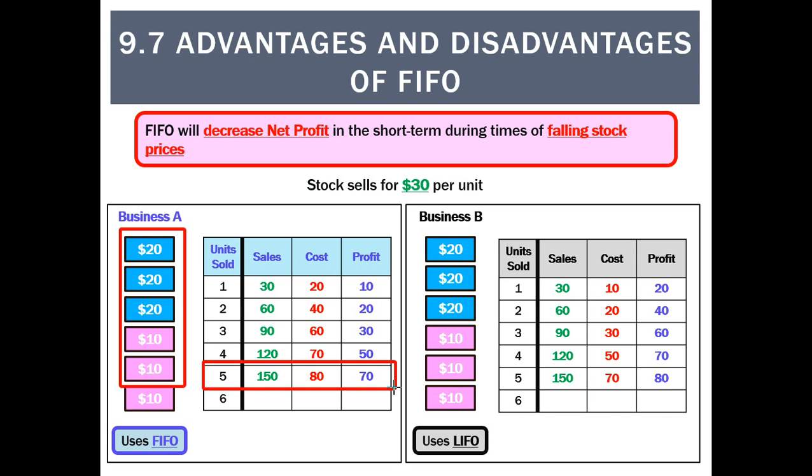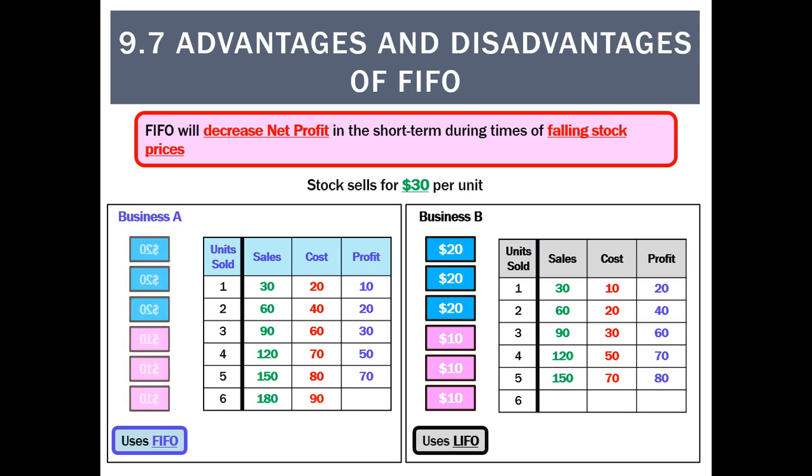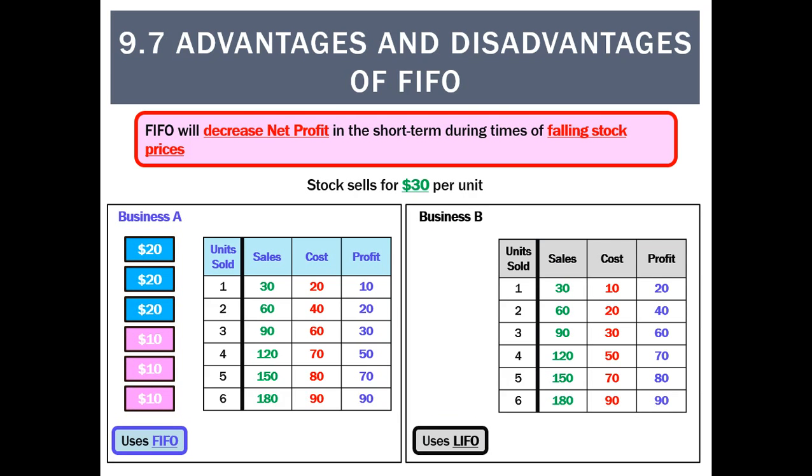Because stock prices have gone down, but with FIFO, we can't take advantage of that. Why? Because we need to assume we're getting rid of the older stock or the more expensive stock first. Whereas business B, it's not limited by that. It can take the last stock in, in this case the $10 stock, and that'll end up giving it a lower cost of sales and a higher profit. Again, what's interesting to note is that after 6 units, it would all balance out again to $90.